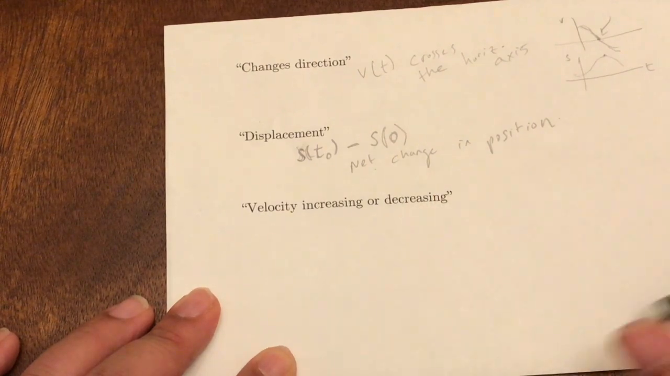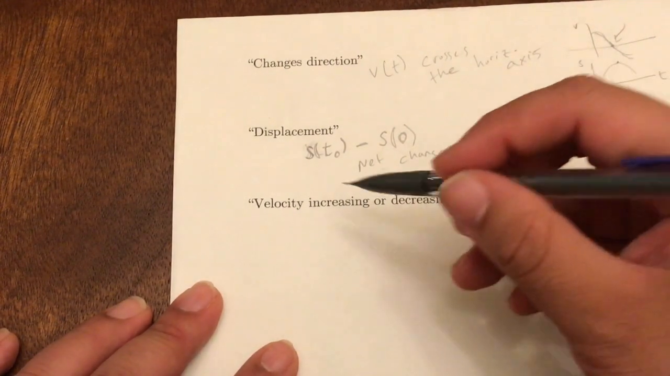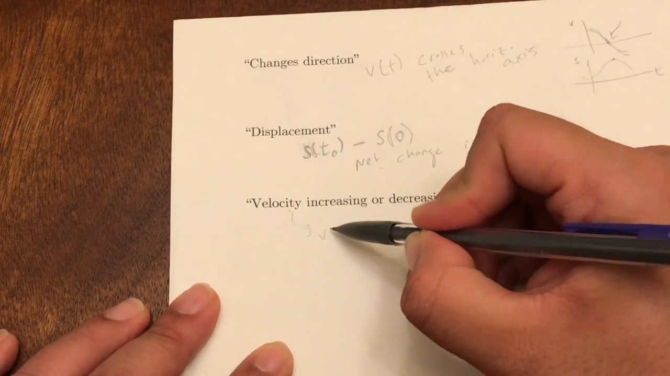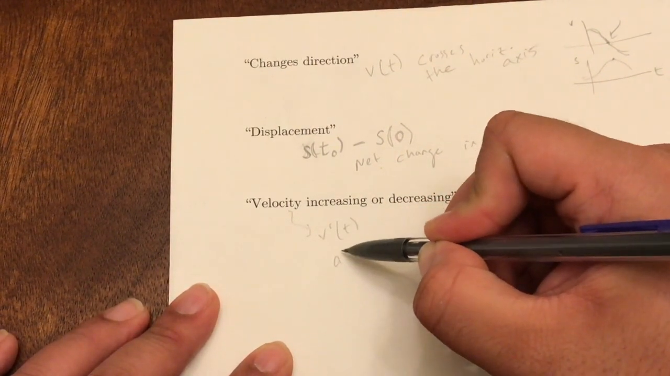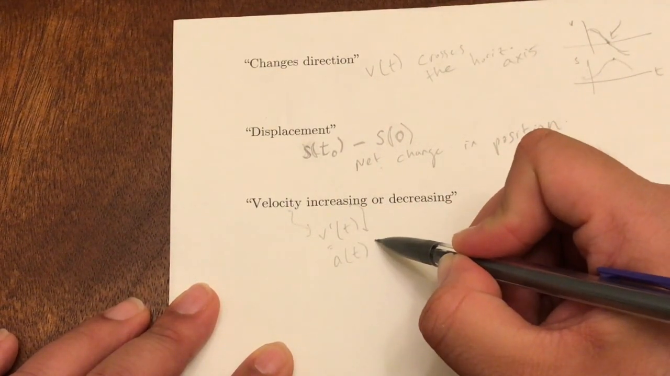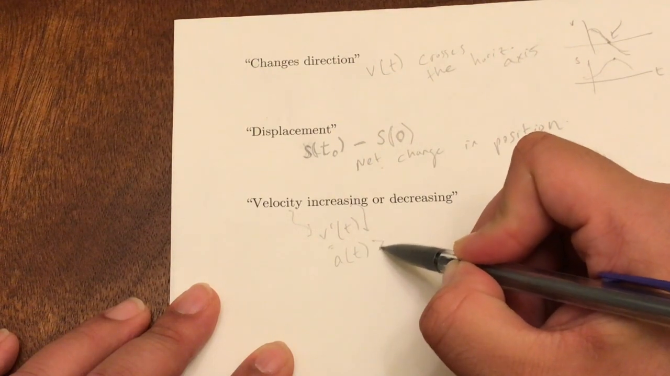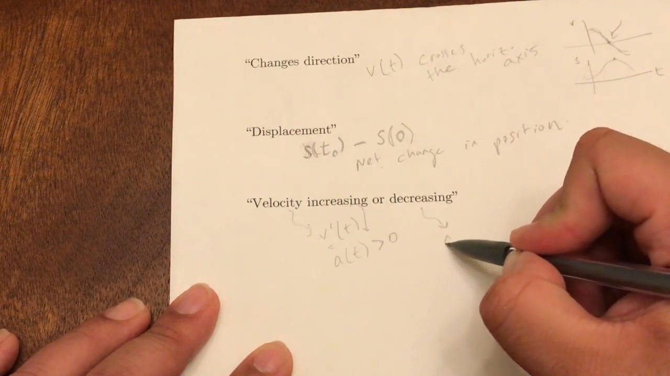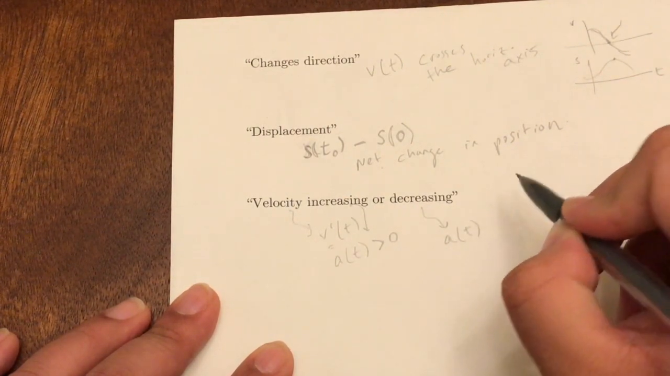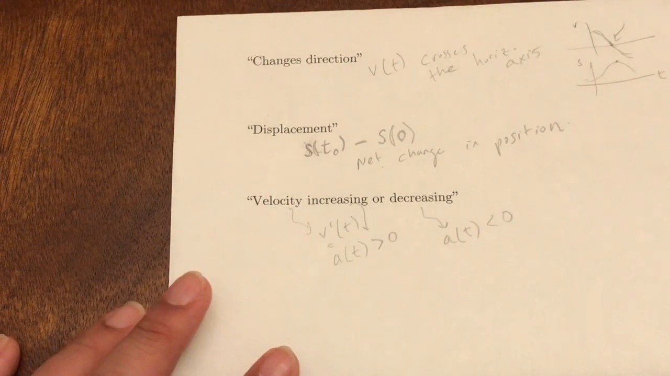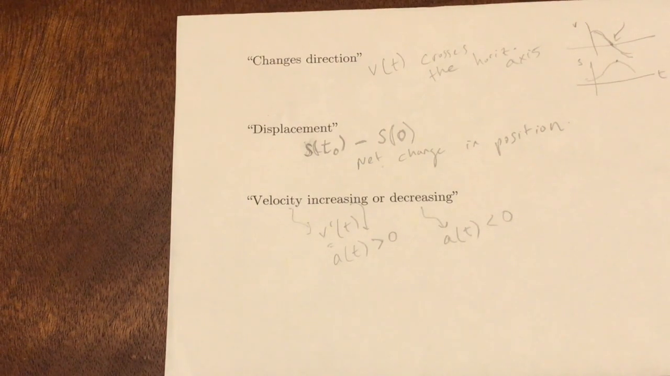And finally, we have velocity increasing or decreasing. Remember that velocity's rate of change, or the derivative of velocity, is better known as acceleration. So if you have an increasing velocity, that means your derivative or slope of velocity is going to be positive, and a decreasing velocity means your slope or rate of change or acceleration is going to be negative. So just some fairly basic ideas to think about when it comes to motion. And let's look at a graphical example for a couple of questions here.